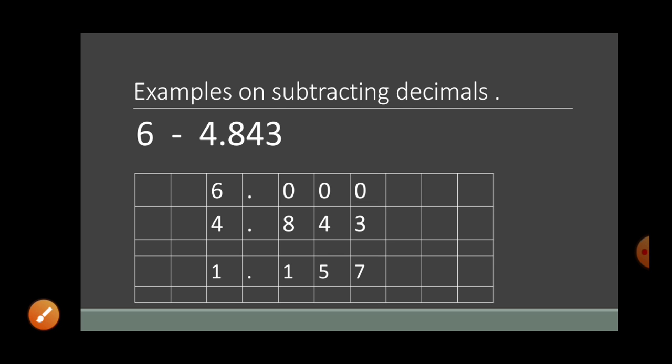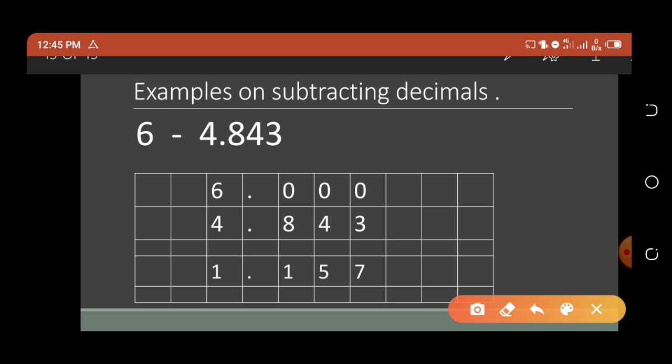Yet another question, subtracting decimals. This is 6 minus 4.843. So the first thing I write is my 6, and my decimal comes immediately after the whole number. So you have 6.000 to accommodate these numbers. Then minus 4 point, the first thing to write is the decimal. After the decimal you have 843. Before the decimal you have 4.